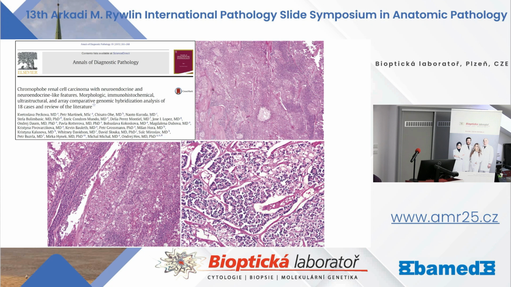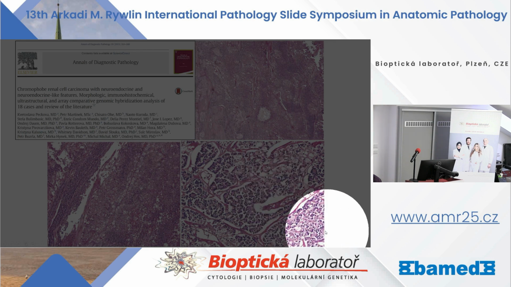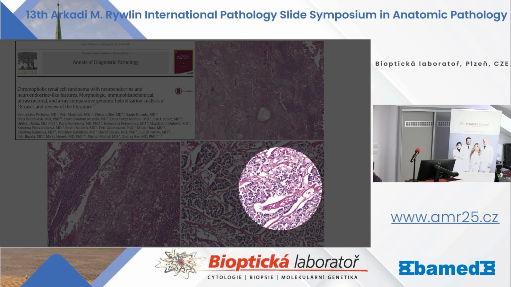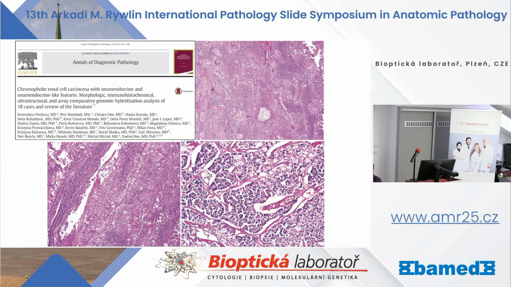Here you can see another subtype of chromophobic cell carcinoma. This is chromophobic cell carcinoma with neuroendocrine areas. These areas even stain with synaptophysin. So again, this is a pitfall. These cases with neuroendocrine areas were a little bit more aggressive than the classic chromophobic cell carcinoma, at least in our study.